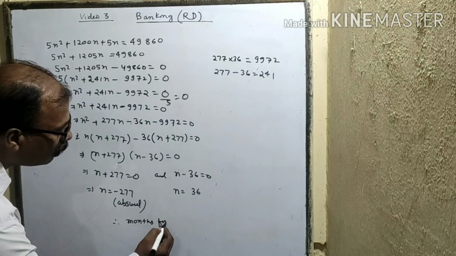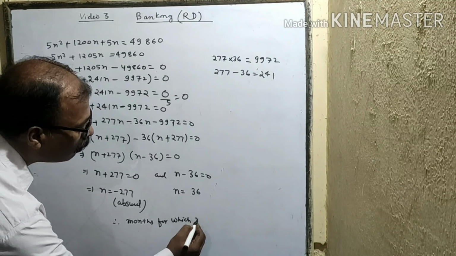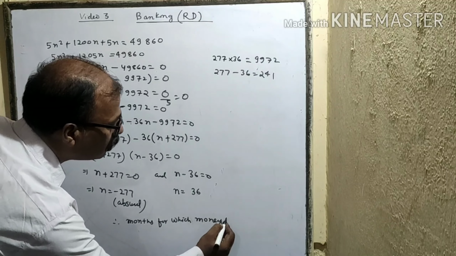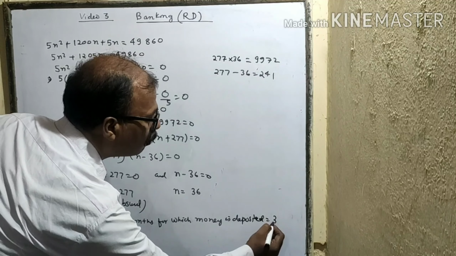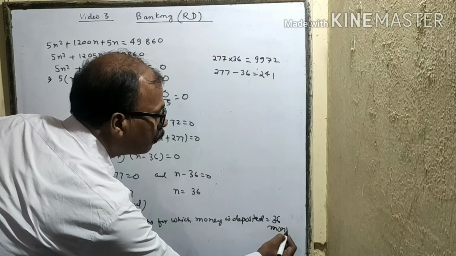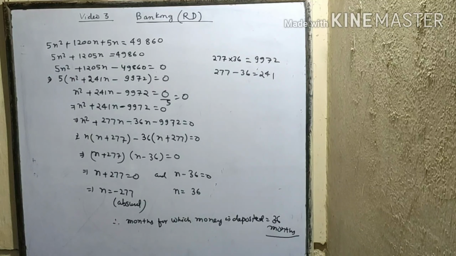Hence the months for which money is deposited is equal to how much? 36 months. This will be your answer.